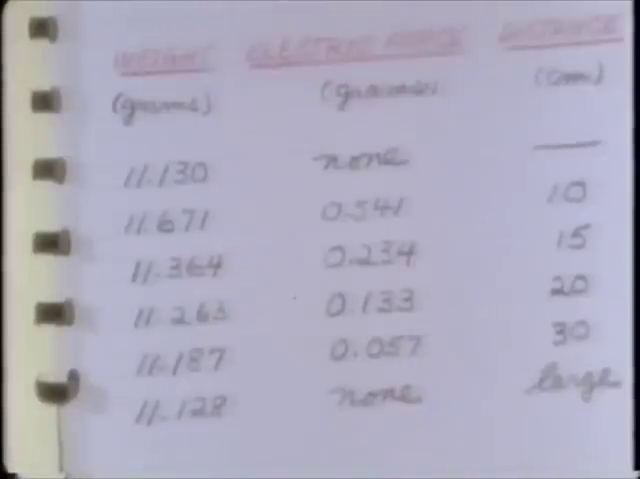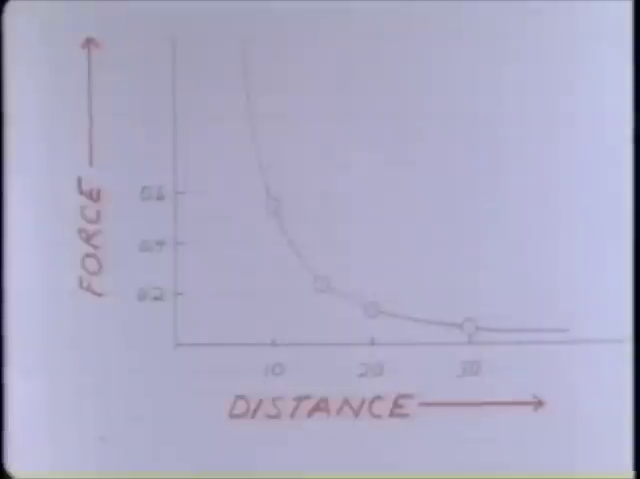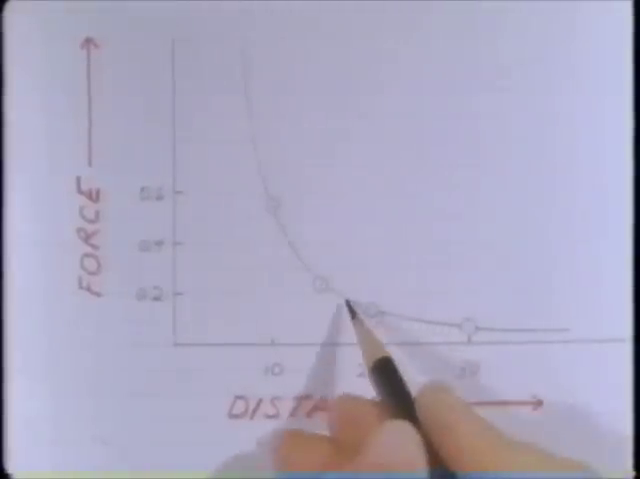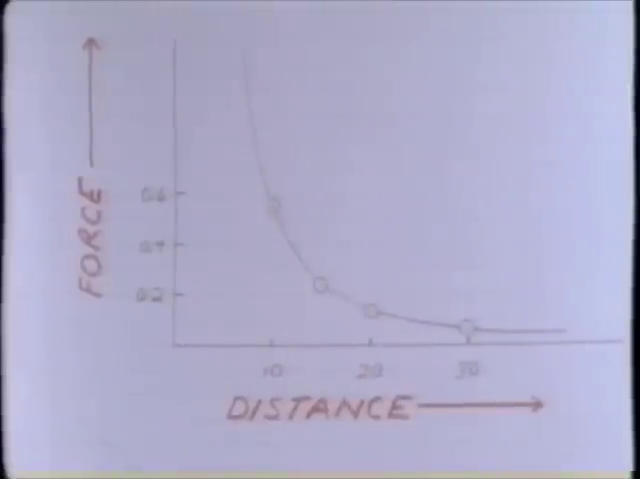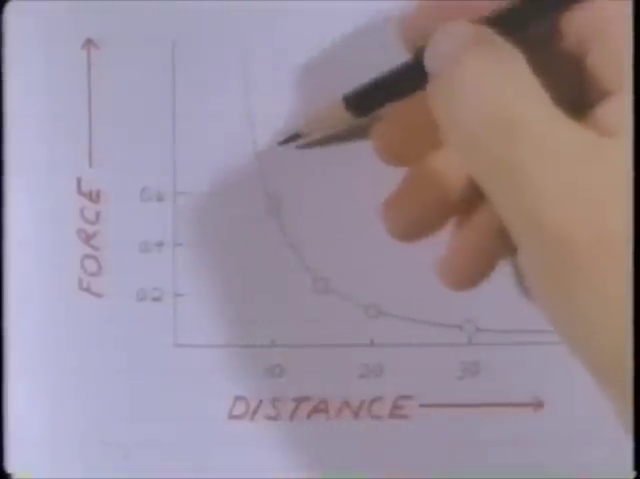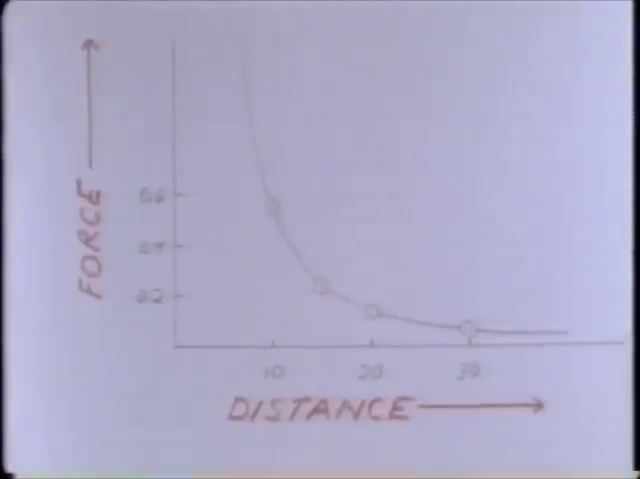When these values for the electric force at each distance are plotted, they give a smooth curve. Data for other distances would give additional points lying on the curve. As the distance of separation between charges increases, the force decreases.